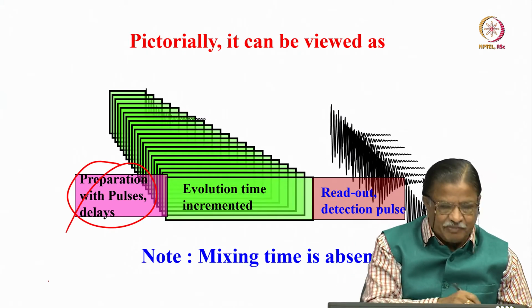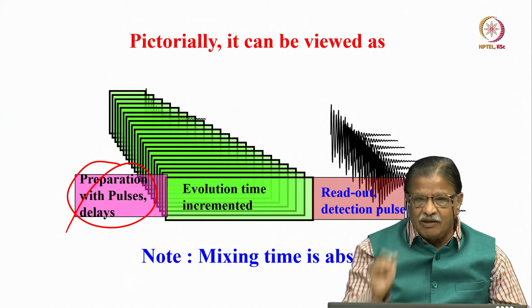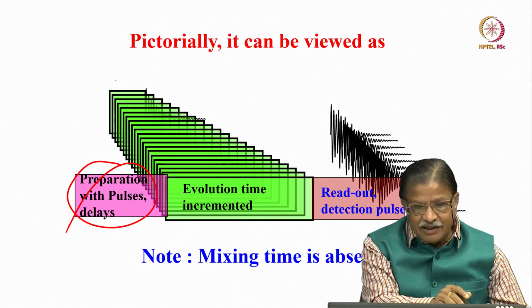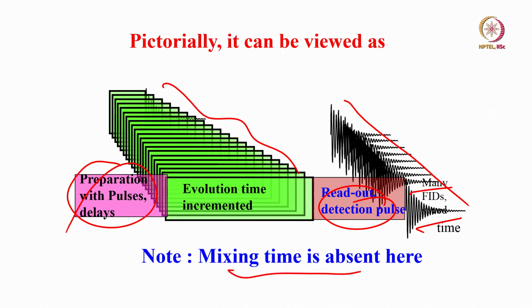This is the preparation period, with pulses or delay, whatever you want, kept constant for the spins to attain thermal equilibrium. The evolution time, as you are incrementing it, looks as if the time period is getting incremented. And this is a readout pulse, detection pulse or a mixing pulse, whatever you apply, and the FID is collected in the time domain here. This is a constant FID, constant period T2. Here the mixing time is absent, but sometimes you can say the second pulse you apply for detection is also a mixing pulse. Whatever you want you can call it, there is no problem at all.